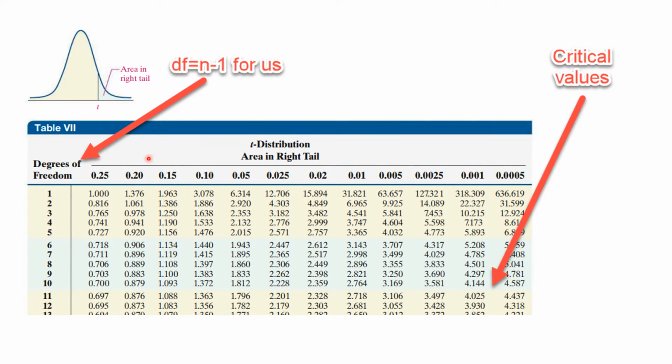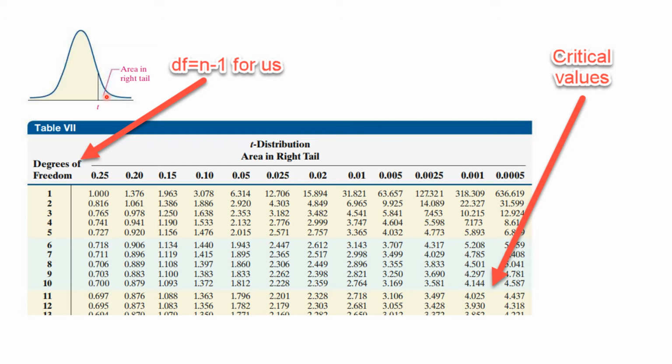Here's the way the table works. Now, this is different than the normal table, so you should know that. First of all, the entries in the table, the things that are down here, are the critical values. That's telling you what the t values are. They're no longer probabilities because this is a t-distribution. And what the table is talking about is the area in the right tail. It turns out the t-distribution is symmetric, and so we can have this on either side.